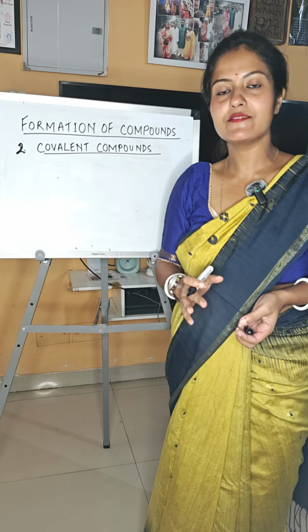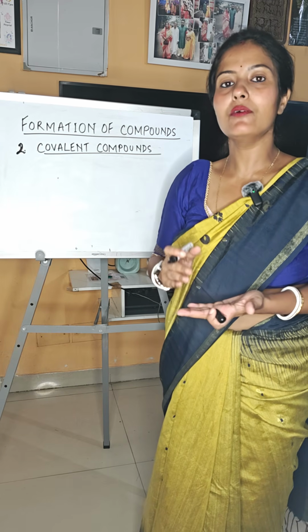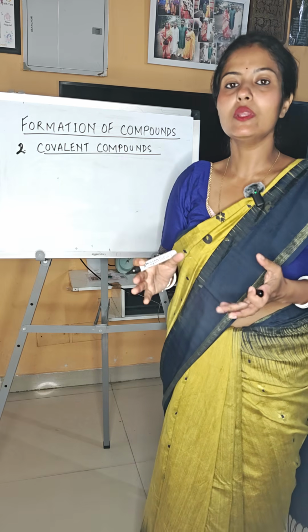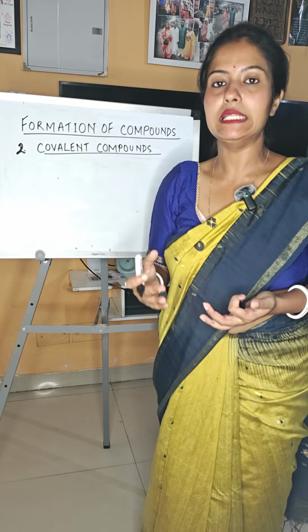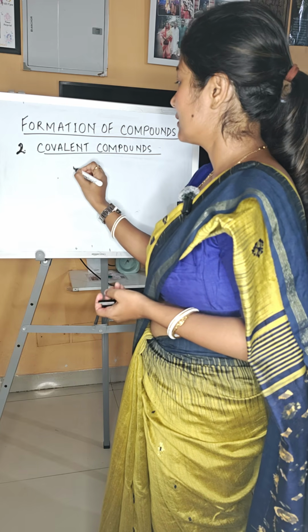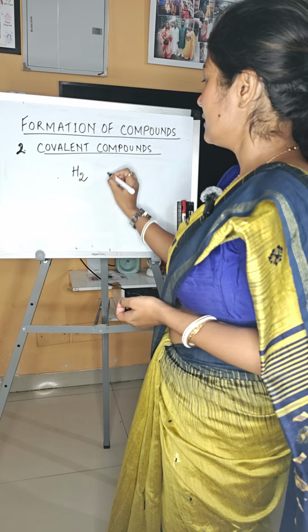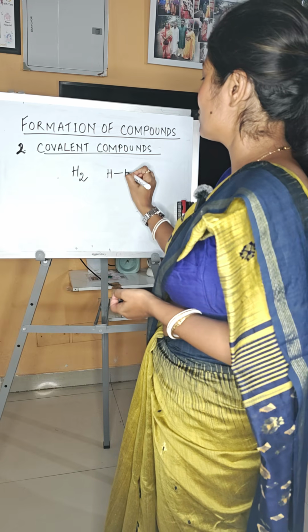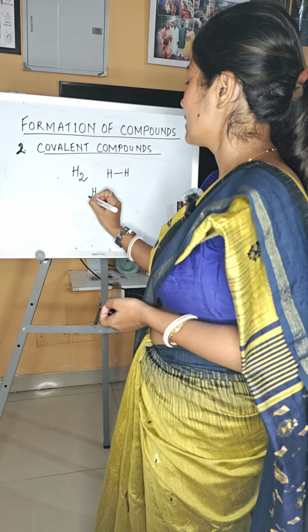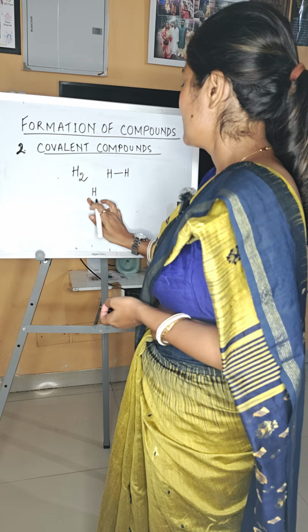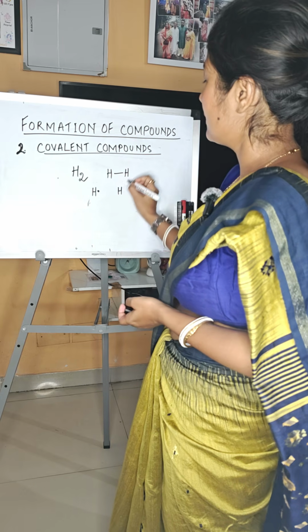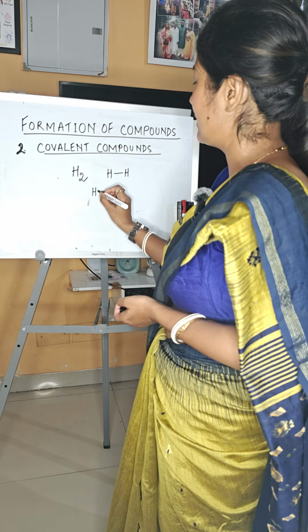So, in ionic compounds we have seen that electrons are transferred from one atom to the other. In case of covalent compounds, electrons will be shared equally between two atoms. For example, let us consider a hydrogen molecule. Here two hydrogen atoms are combined together to form this molecule. Now, the electronic configuration of hydrogen is 1 because its atomic number is 1. So, it has one electron in its valence shell. Similarly, the other hydrogen atom also has one electron in its valence shell.